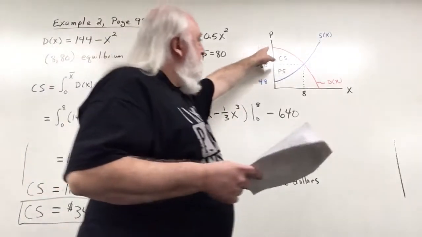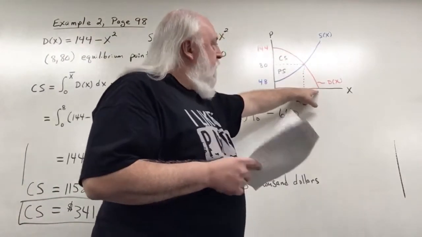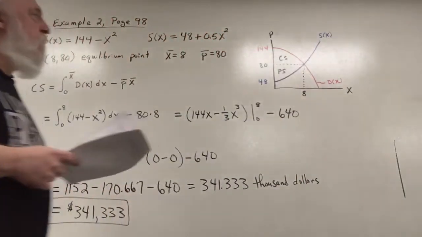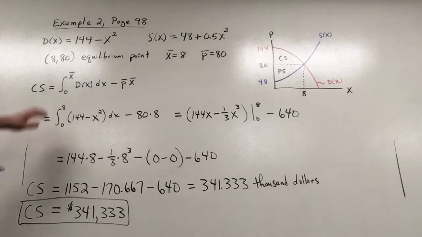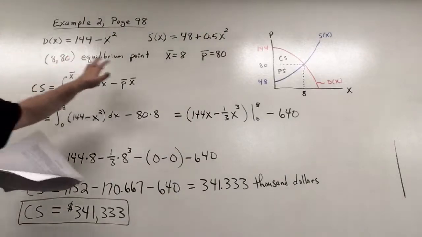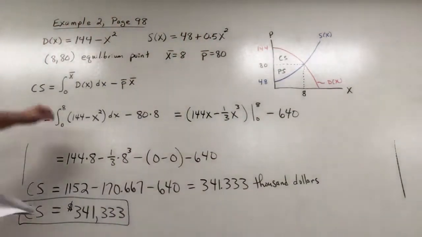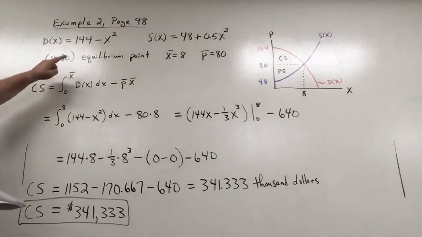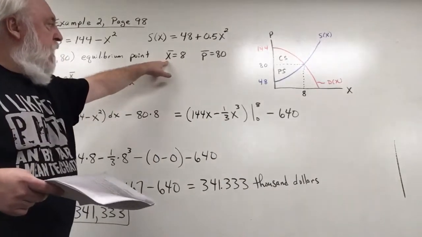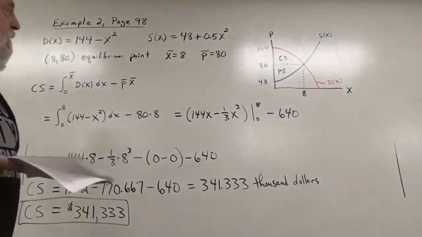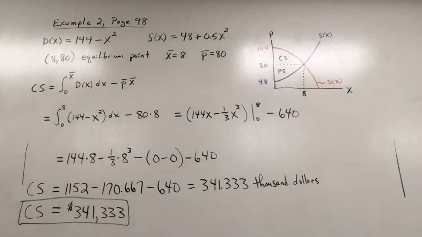I've graphed the demand function in red over here in the coordinate plane, and I've graphed the supply function for Titan tires in blue. You're given that the equilibrium point, where the supply curve and the demand curve intersect, is the point (8, 80). 8 is the equilibrium quantity, and 80 is the equilibrium price. You're asked to compute the consumer surplus and the producer surplus for this example.